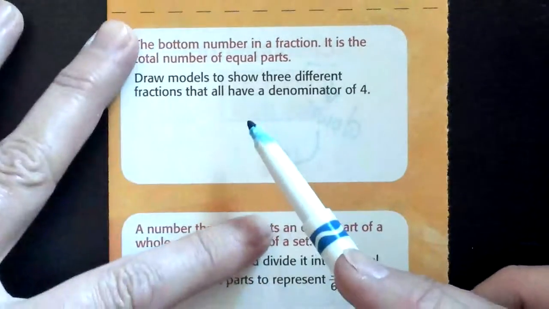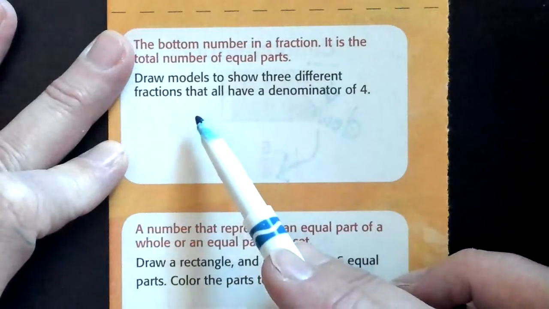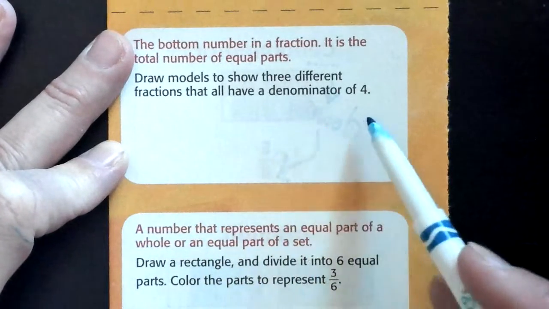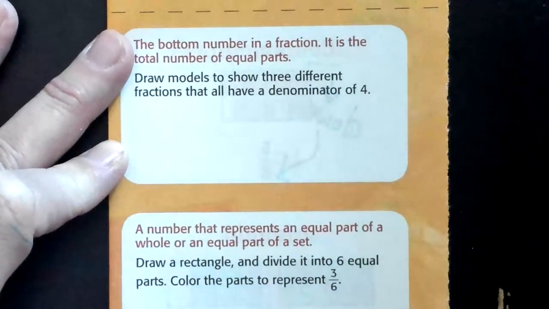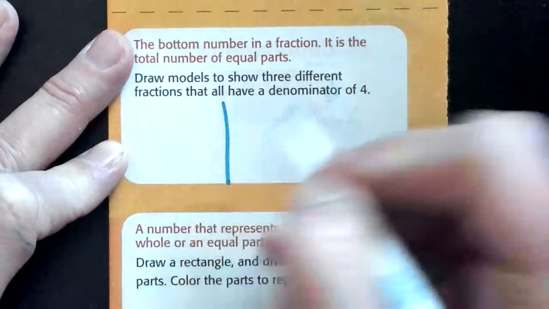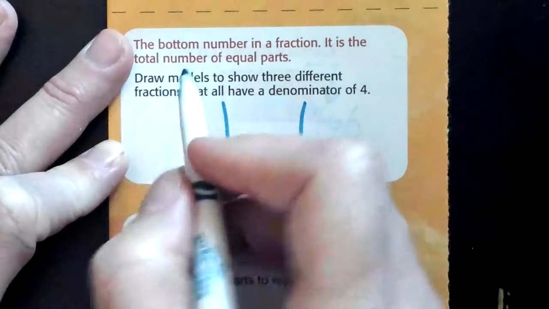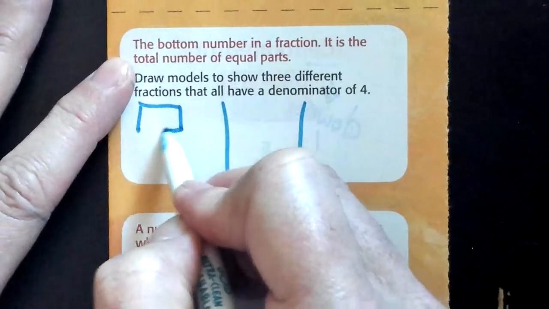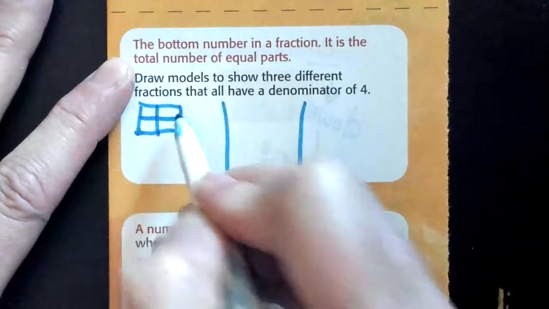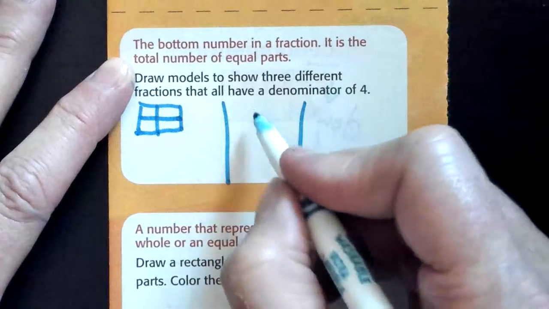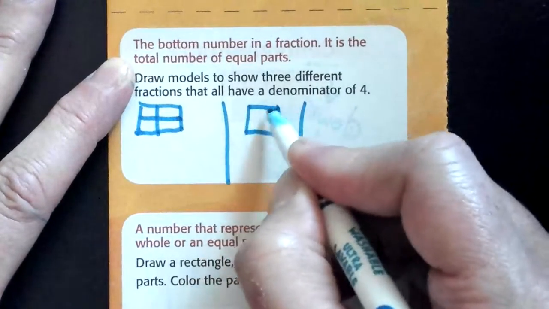So we're going to draw a model to show 3 different fractions that all have a denominator of 4. I'm going to cut this into 3 spots. The first thing I'm going to do is draw a box and cut it into 4 parts. And we're going to pretend that those are all equal parts.